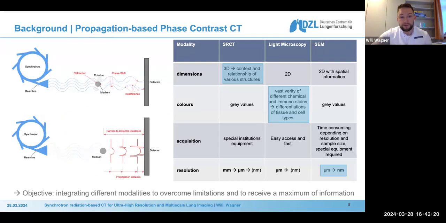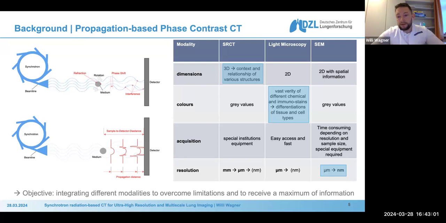We have to use a synchrotron, as you know, and this is very basic stuff. As far as I have understood it, the phase shift happens at the interfaces of different tissues in our samples or patients, and in free propagation-based imaging, we actually measure the interferences between the shifted photons.